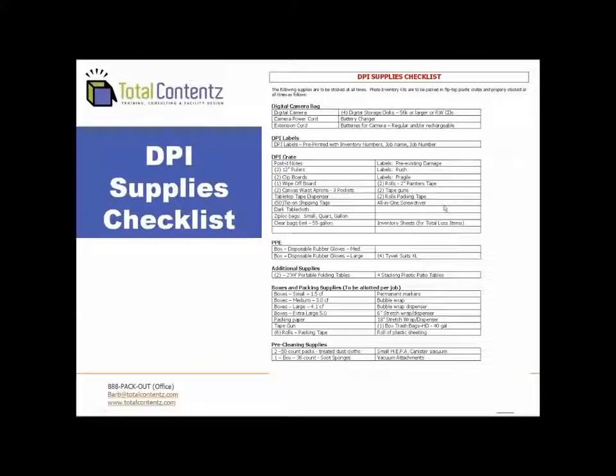underneath the pack-out station. I recommend that every pack-out crew has their own DPI crate with the supplies handy that they're going to need. We also need our PPE gear, which is simply gloves and maybe some Tyvek suits, maybe some face masks. And then our portable folding tables, which I'll show you, our box supply, and our pre-cleaning supplies.